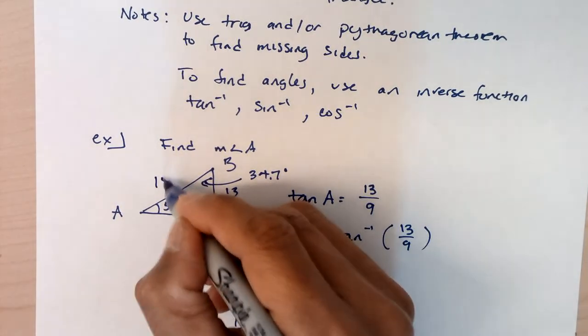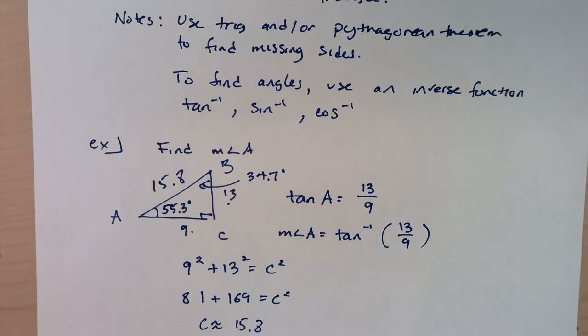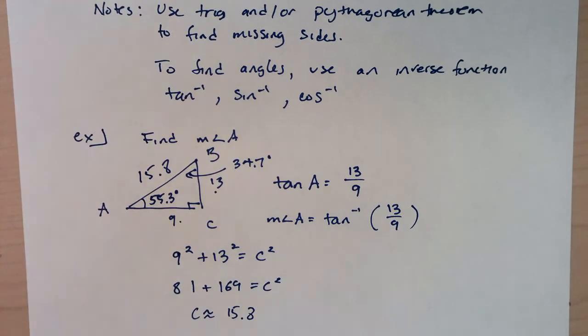Certain things should match up as well. Here's what you can check to make sure that you're doing things correctly. A hypotenuse has to be the longest side, and it is. 15.8 is definitely more than 13, and it's more than 9. The smallest angle in that diagram is angle B at 34.7 degrees. So the shortest side should be opposite that, and it is. So that's a quick way that you can check to make sure that you're at least doing things correctly.